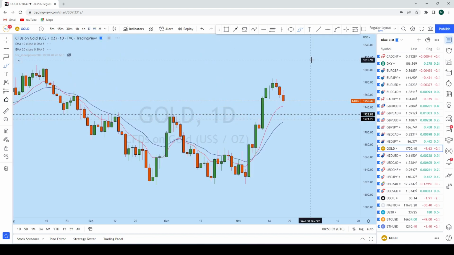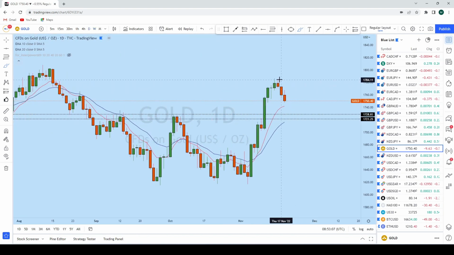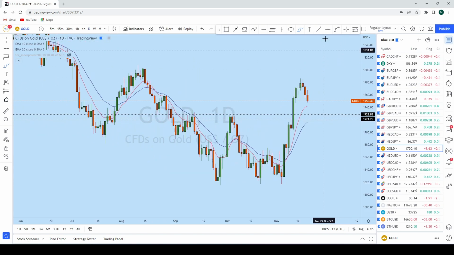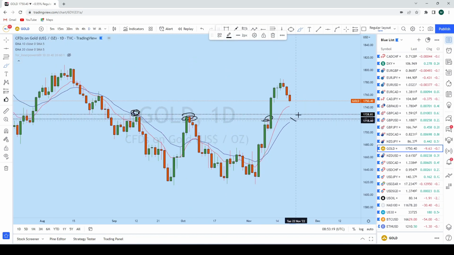Looking at the daily, we see that in the last 3 days we have seen a rejection from the top in this price action. At the same time, if you closely look, you'll see that gold created a resistance here, resistance here, resistance here, which is turning support, and the same level is acting together with this daily 20 EMA. From this level we can expect a bullish move to the upside on gold.